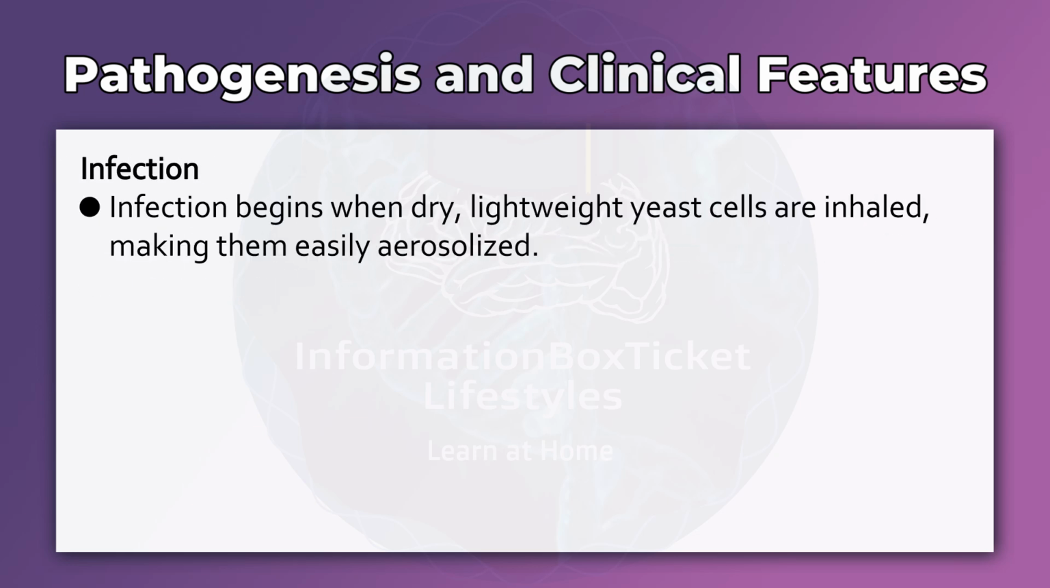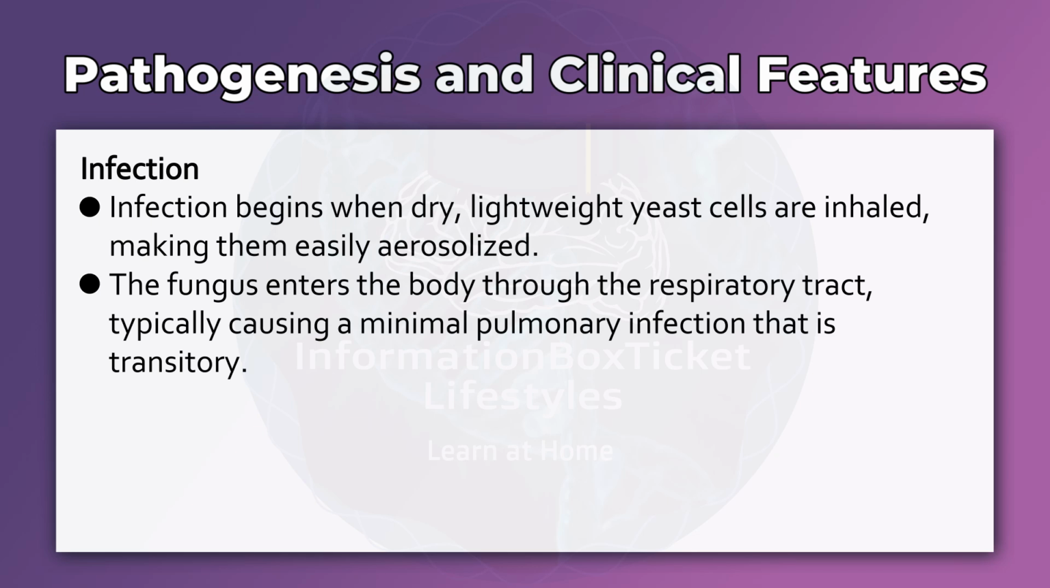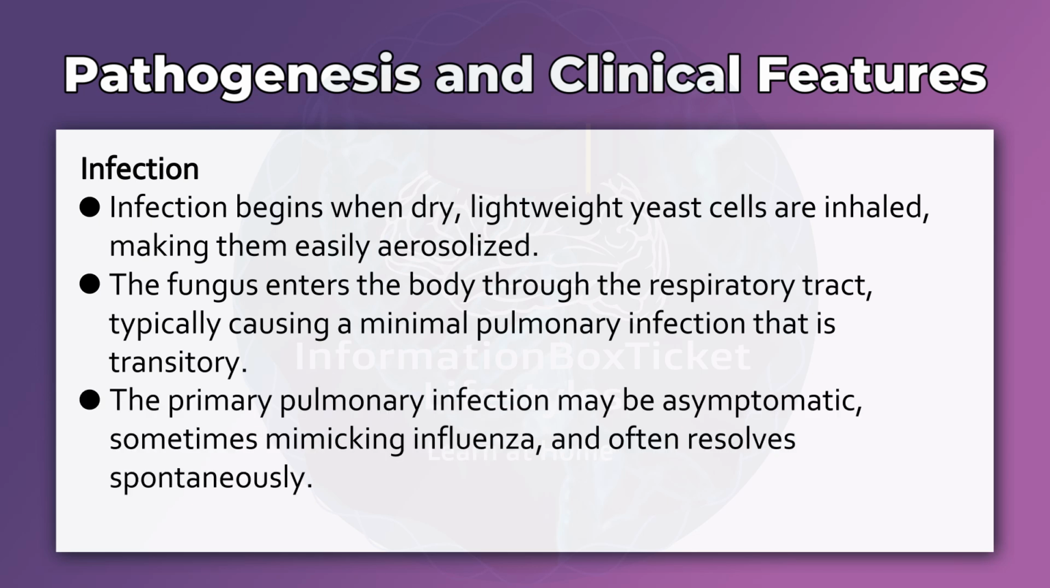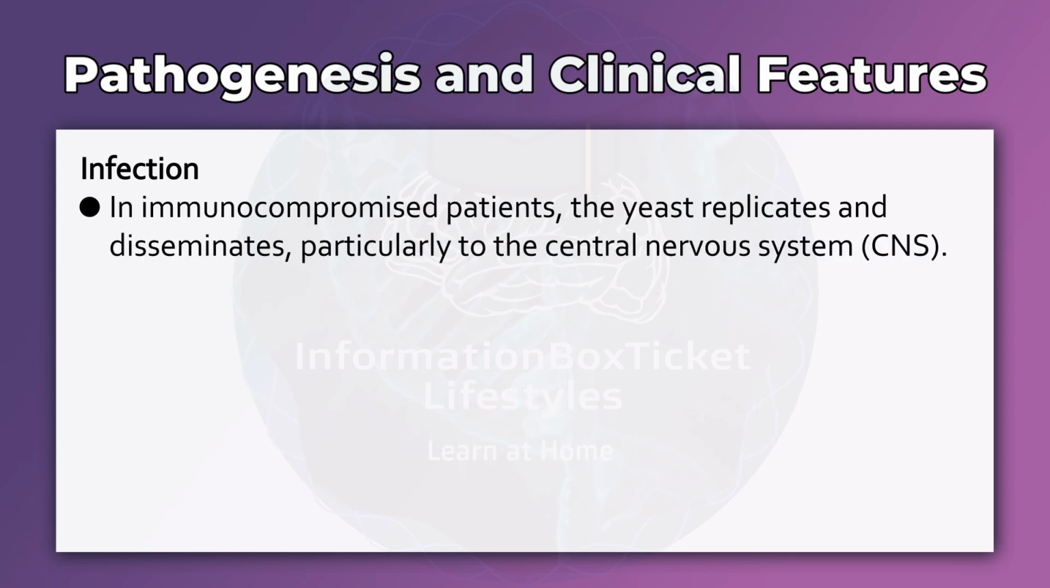Infection. Infection begins when dry, lightweight yeast cells are inhaled, making them easily aerosolized. The fungus enters the body through the respiratory tract, typically causing a minimal pulmonary infection that is transitory. The primary pulmonary infection may be asymptomatic, sometimes mimicking influenza, and often resolves spontaneously. In immunocompromised patients, the yeast replicates and disseminates, particularly to the central nervous system.